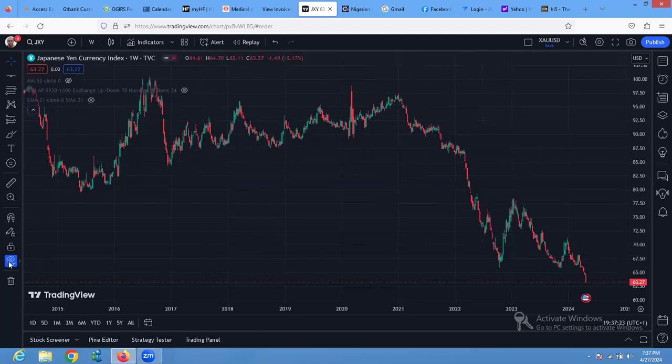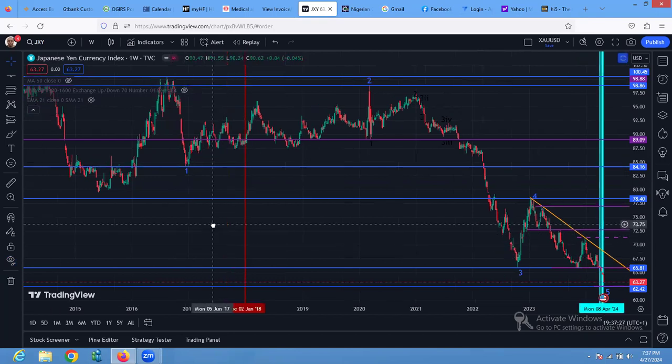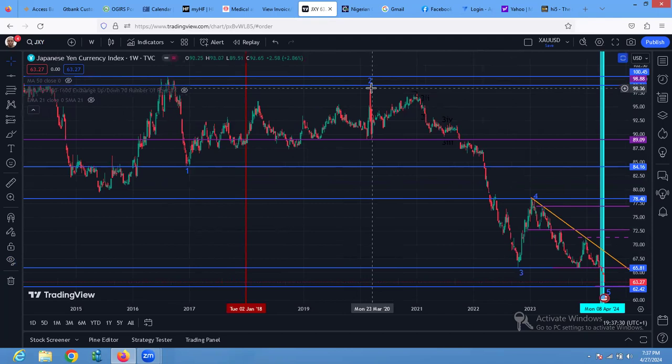Let me bring out the drawing so that I don't waste my time. Now, this is what I've said. I've said this is a wave 1, and this is a wave 2, and that is a wave 3. You can see it, wave 3.